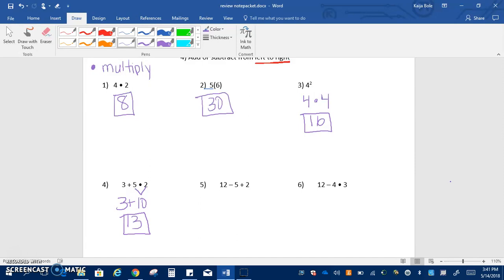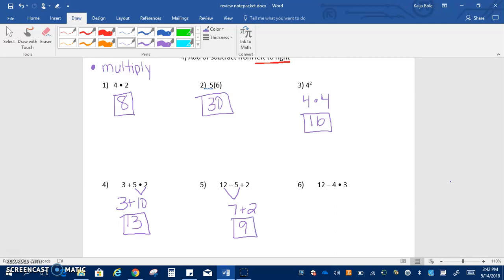Number 5, I have 12 minus 5 plus 2. So I have adding and subtracting. But remember what we underlined up above, left to right. So I'm going to do 12 minus 5 first, which is 7. Then plus 2, and 7 plus 2 is 9.